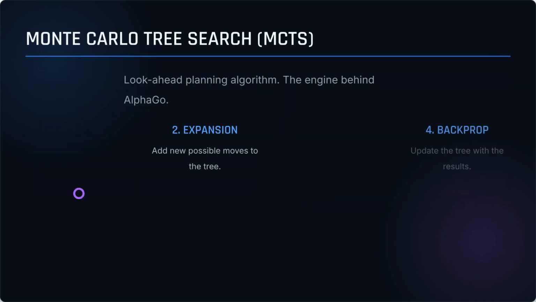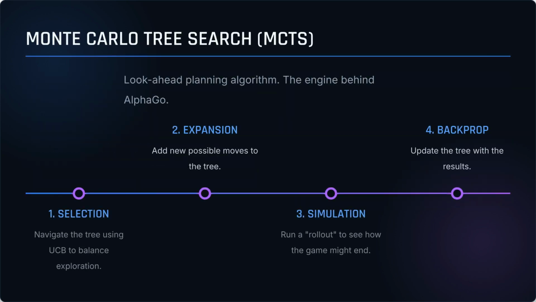Monte Carlo tree search, MCTS, is a look-ahead planning algorithm, famously the engine behind AlphaGo. MCTS involves 4 steps: selection to balance exploration, expansion to add new moves, simulation to run a rollout, and backpropagation to update the tree with results.